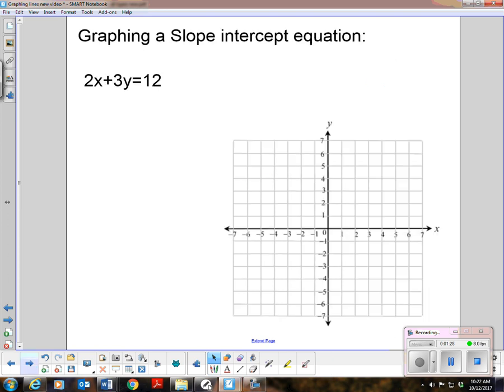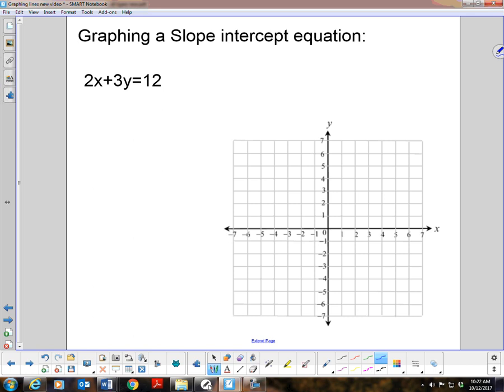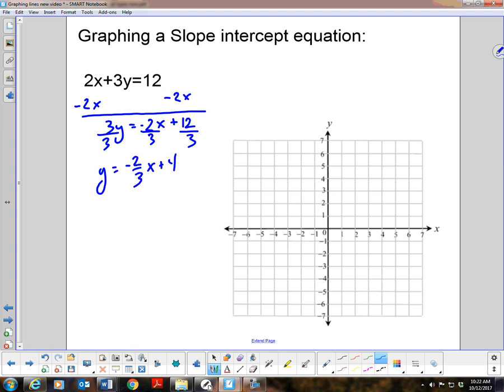All right. So here we have graphing a slope-intercept equation. So if we're going to graph a slope-intercept equation, the first thing we want to do is take the equation and solve it for y. So I want to subtract 2x from both sides. These are not like terms, so we get 3y equals negative 2x plus 12. Then I want to divide everything by 3. So we get y is equal to negative 2/3 x plus 4.